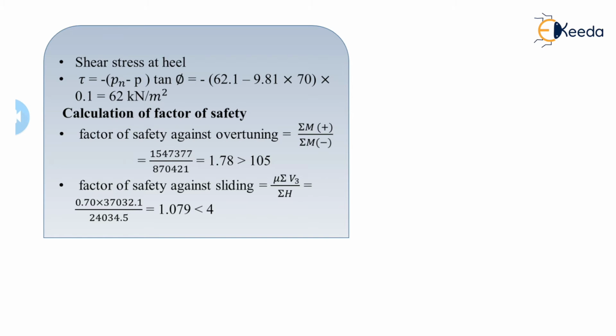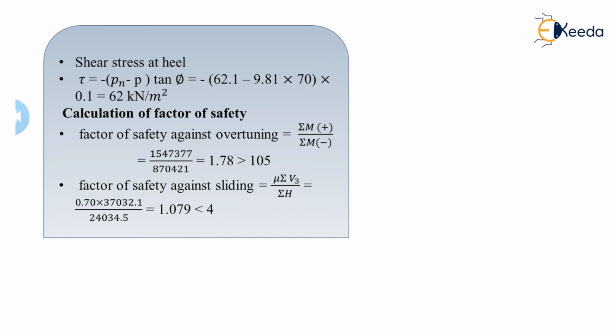When we want to find the factor of safety against overturning, we have to take the ratio of the righting moments to the overturning moments, the positive moments to the negative moments. In the table, you can see which are the positive moments and which are the negative moments. By taking that ratio, we finally get 1.78, which is greater than 1.5, as required. So the dam is safe against overturning.